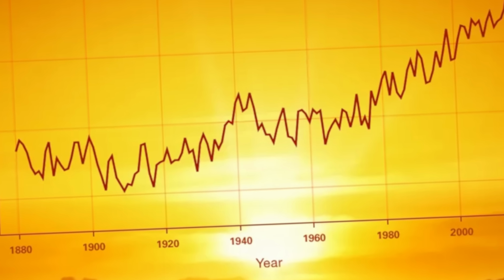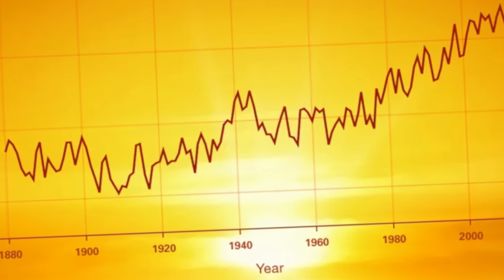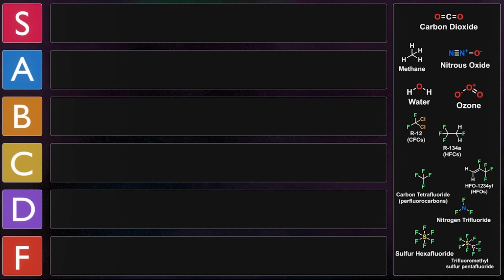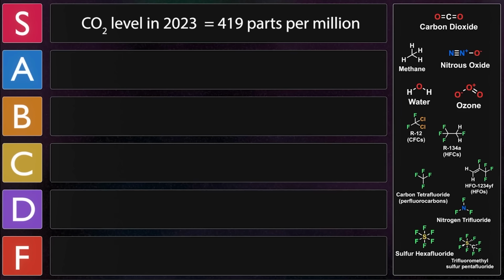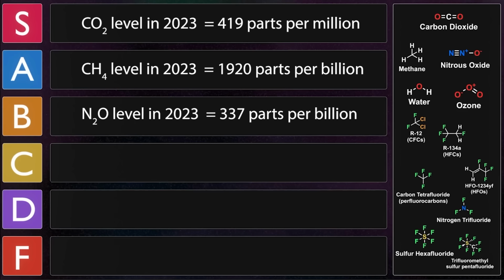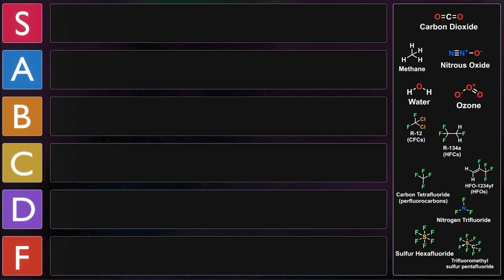Climate change, driven by human activities, is reshaping our planet at an unprecedented pace. In recent decades, atmospheric greenhouse gas concentrations have surged to levels unseen in hundreds of thousands of years. In 2023 alone, carbon dioxide levels reached 419 parts per million, methane soared to 1,920 parts per billion, and nitrous oxide peaked at 337 parts per billion. These emissions, primarily from burning fossil fuels, deforestation, and industrial activities, have led to a global temperature rise of approximately 1.45 plus or minus 0.12 degrees Celsius above pre-industrial levels.